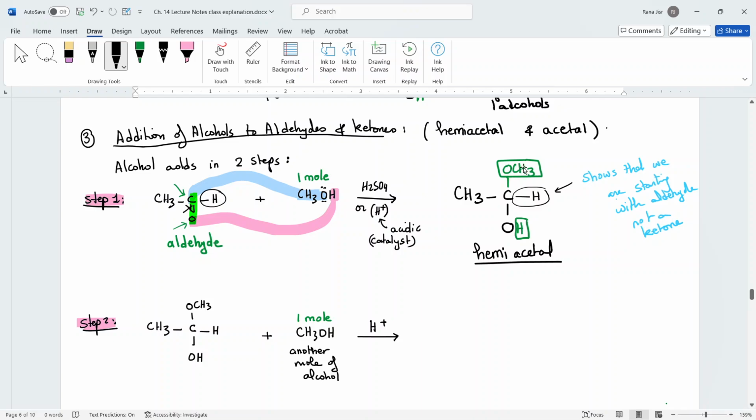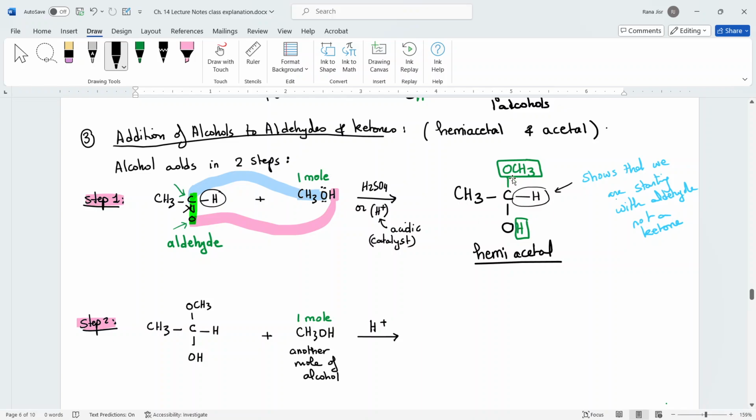It doesn't matter what the R is; it depends on the R of the alcohol that you're working with. We stop here if we are using 1 mole. If we're using more than 1 mole, then we would need to continue. How are we going to do this? It's going to be the second step.